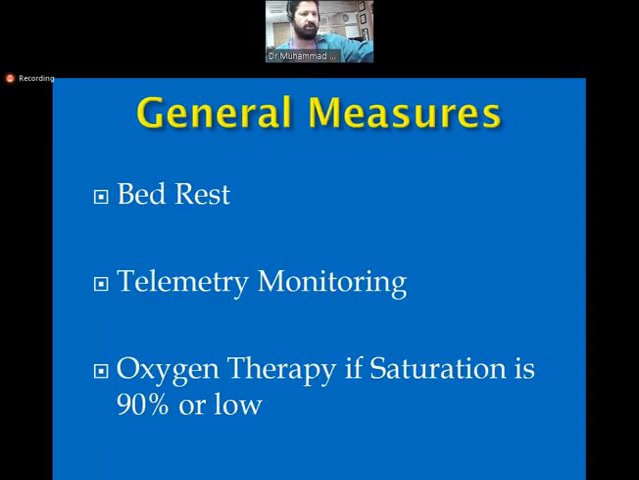General measures are bed rest, telemetry monitoring, and oxygen therapy if saturation is low, that is less than or equal to 90%. Other treatment in general measures, I have missed, is that you should have your IV line. And if the patient is in failure, you should have Foley's catheterization to dry the patient.